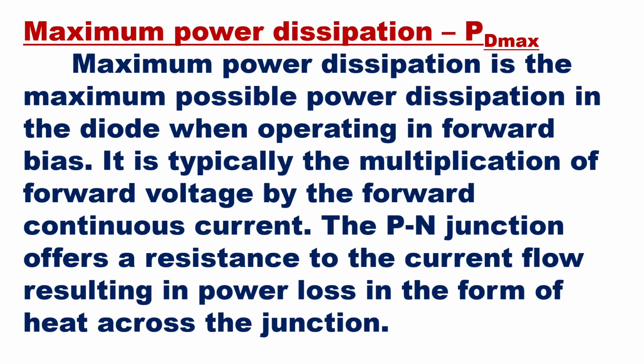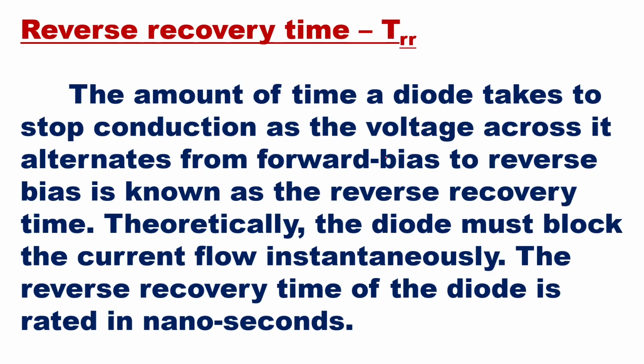Then what is maximum power dissipation? PD max. Maximum power dissipation is the maximum possible power dissipation in the diode when operating in forward bias. It is typically the multiplication of forward voltage by the forward continuous current. The PN junction offers resistance to the current flow, resulting in power loss in the form of heat across the junction. Then what is reverse recovery time, TRR?